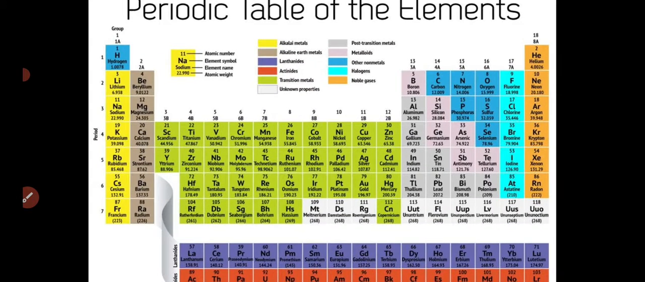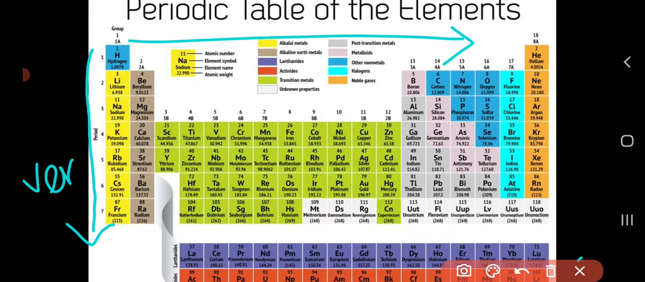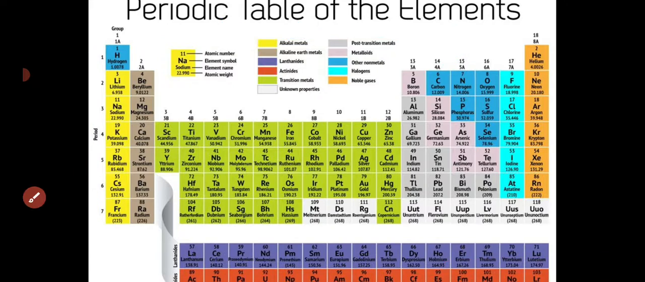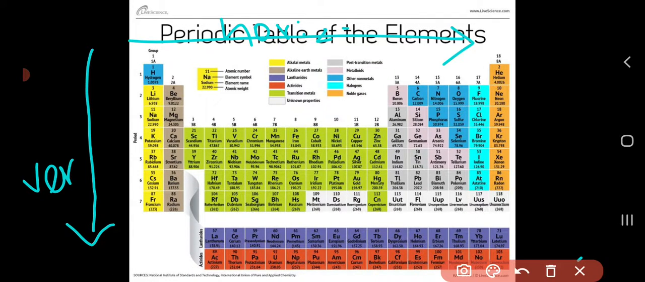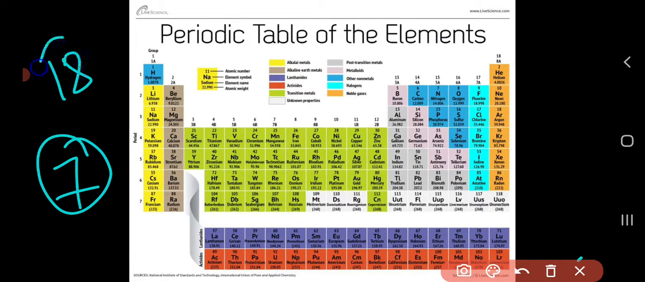In this periodic table, the scientists made a total of 7 periods and 18 groups. These vertical columns are known as periods, and these horizontal rows are known as groups. Okay, there are seven periods and 18 groups.